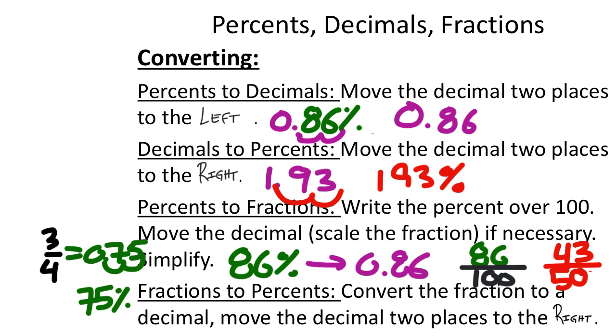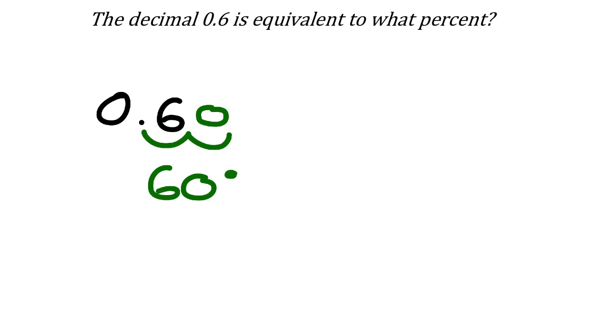All right, so 4 different conversions. Again, they need to be equivalent, and this is how you would do it. So the decimal 0.6 is equivalent to what percent? This is a decimal to a percent, right? So I'm going to look at that 0.6. And since it's a decimal to a percent, I would just move the decimal 2 times to the right and fill in any blanks with zeros. So now this is 60%.